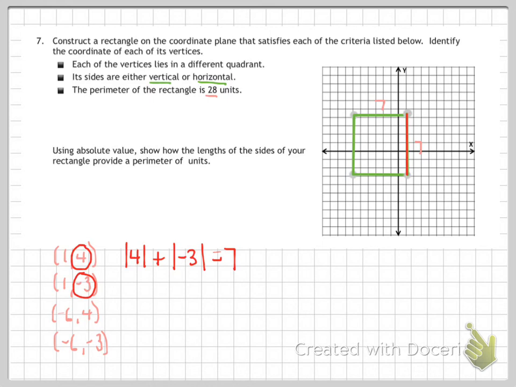So that's good. And then I'll go down here and check the horizontal line, and I can see that right here I have a +1 and a -6, which are different ends of the number line. So I'm going to add again. I'm going to add the absolute value of 1 plus the absolute value of -6, and 1 plus 6 is 7. So I can see that this distance, the horizontal line, is also 7, and I've proven using absolute values that both my sides are 7 and the perimeter is 28.